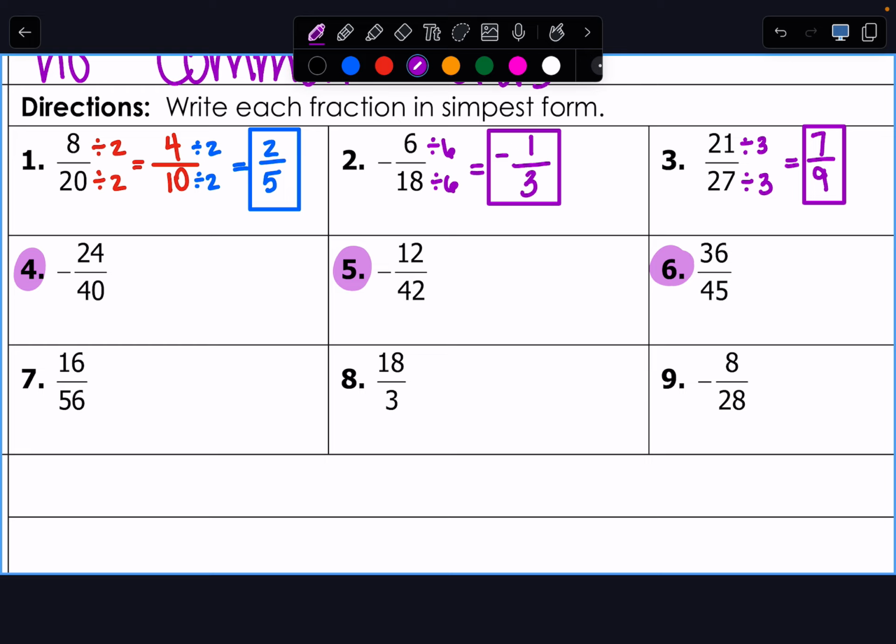Okay, are you done? You've got to do 2 again, don't you? Do you know what number you're going to divide by?